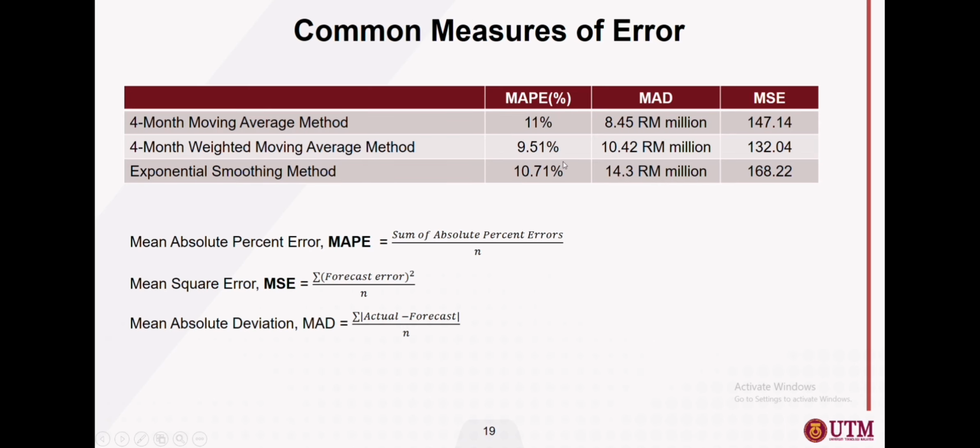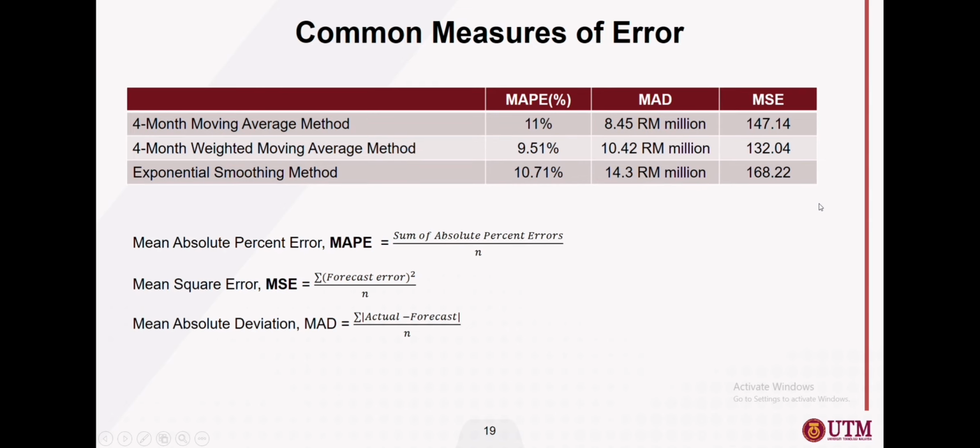To calculate the common measures of error for these three methods, we applied these equations to find the mean absolute percentage error. For the moving average method, it was 11%. For the weighted moving average it was 9.51%, and for the exponential smoothing method it was 10.71%.